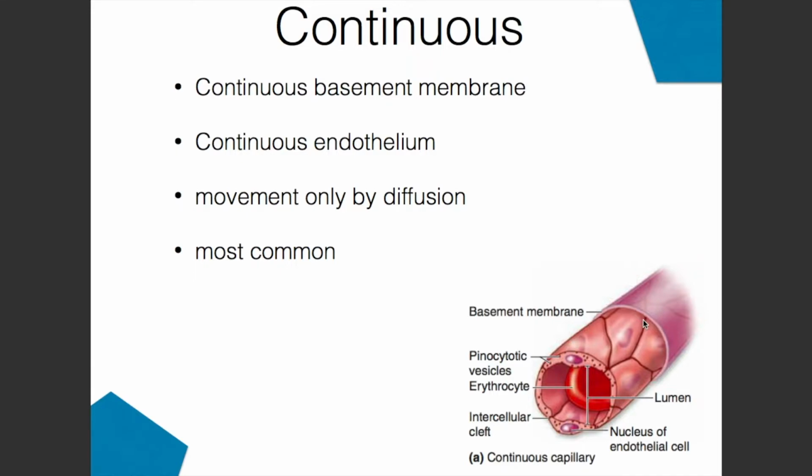And this type of capillary only allows substances to go in and out by diffusion. So they're the most common type of capillary and they're found all over the body. Their idea is that they're only allowing substances to go in and out if the substances are small enough to go through diffusion.